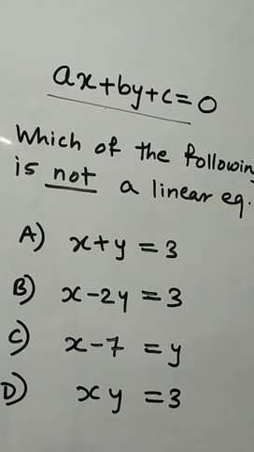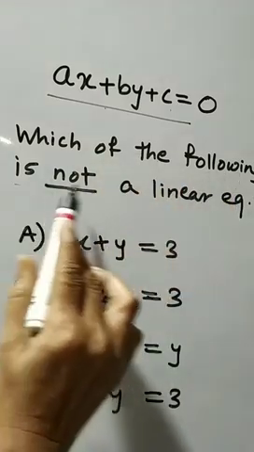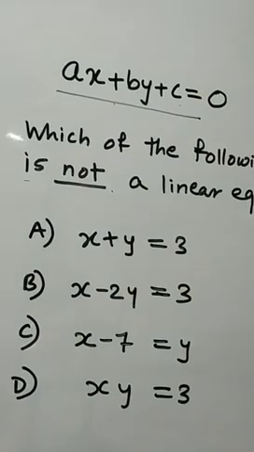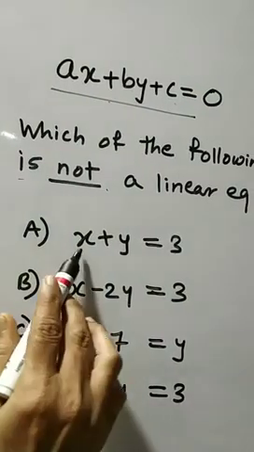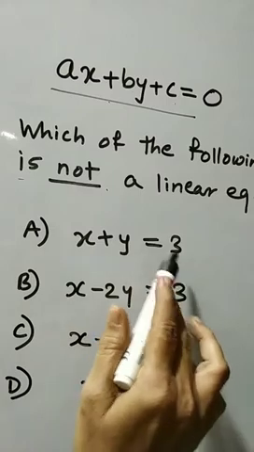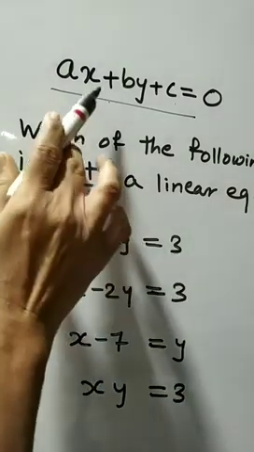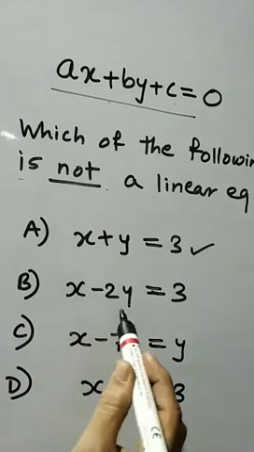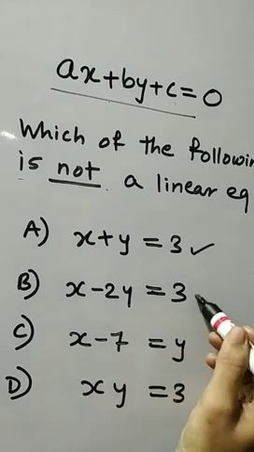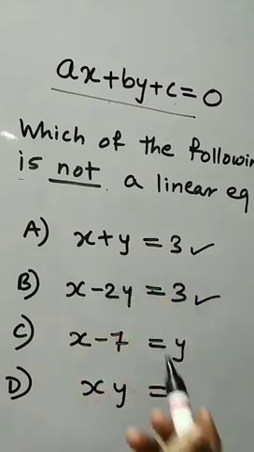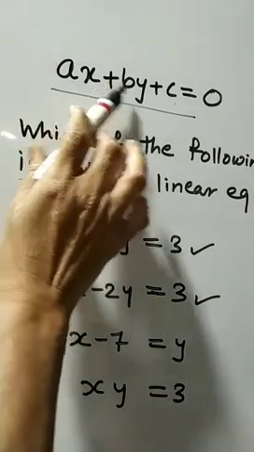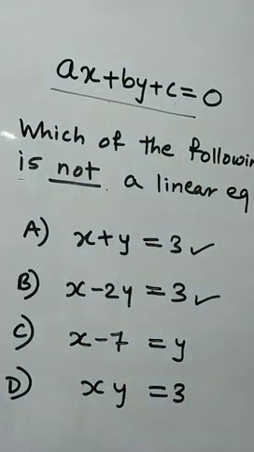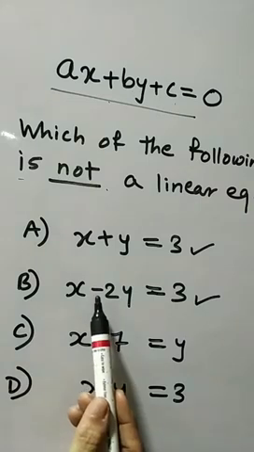Now see this question. Which of the following is not a linear equation? So we have to see these four options. x plus y is equal to 3. Yes, if we bring 3 on this side, it will be of this form. So this is a linear equation. x minus 2y is equal to 3 also is a linear equation, because when it is said ax plus by plus c, it does not mean there always has to be a plus sign between the terms. There can be a negative sign like this also.